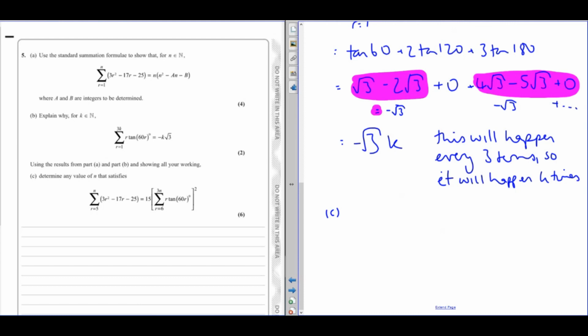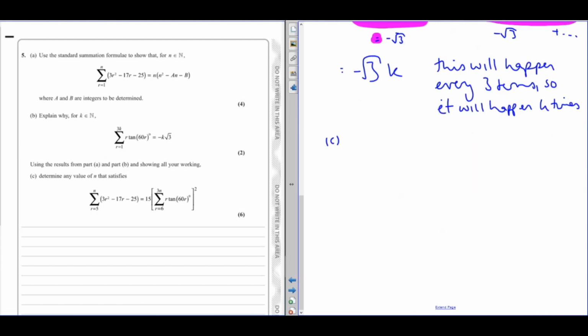Then part C, it asks us to determine any value of n that satisfies this equation here. So on the left hand side, this is what we did in the first question, except it starts at 5 instead of 1. Remember, to deal with this, we do the sum from 1 up to n minus the first 4 terms this time. So the sum from 1 up to n is our result from part A. So that's n over 2 times n squared minus 7n minus 33.